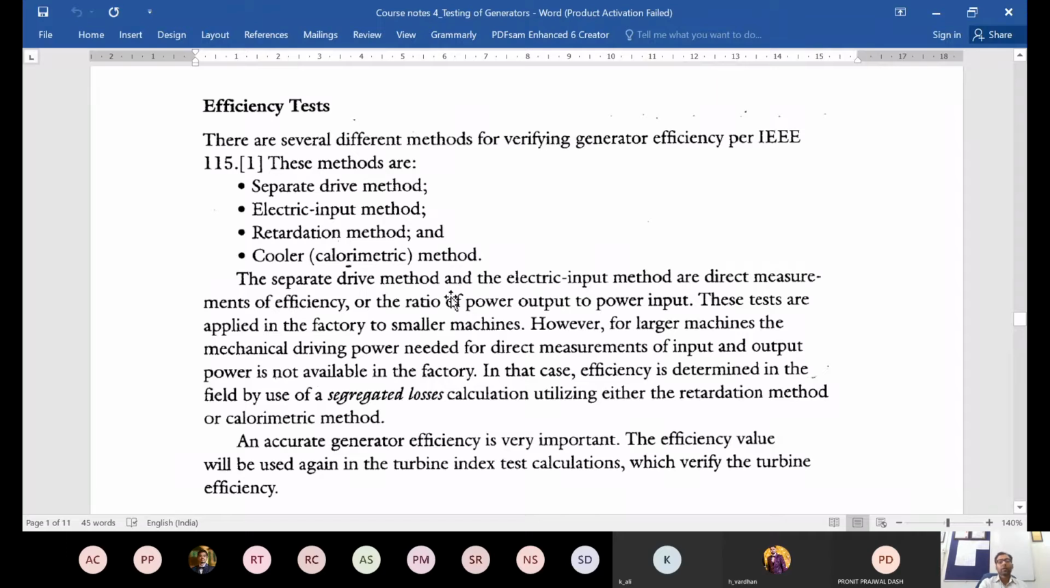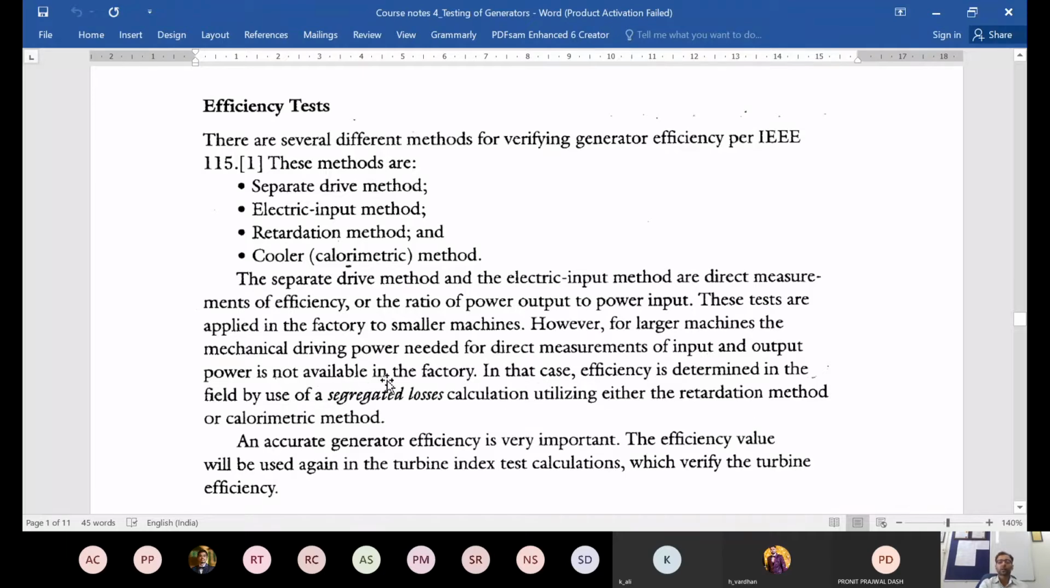They have different applications, as this paragraph mentions here. The separate drive method and the electric input method are direct measurements of efficiency, or the ratio of power output to the power input. These tests are applied in the factory to smaller machines, the first 2 ones. However, for larger machines, the mechanical driving power needed for direct measurements of input and output power is not available in the factory.